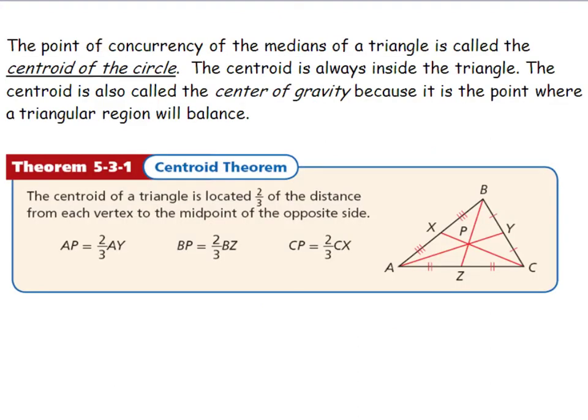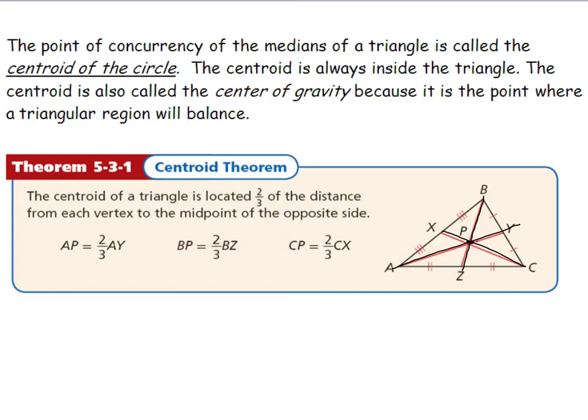All right, we're going to talk about something called a centroid. The point of concurrency of the medians of a triangle is called your centroid. So this means if I draw medians from each one of my vertices to the opposite side, like this, this, and this, where all 3 of these meet, that point is called the centroid. The centroid of a triangle will always be on the inside, and it's also considered the center of gravity because it's the point where a triangular region is going to balance. So you draw the medians from each vertex, and where they all meet.